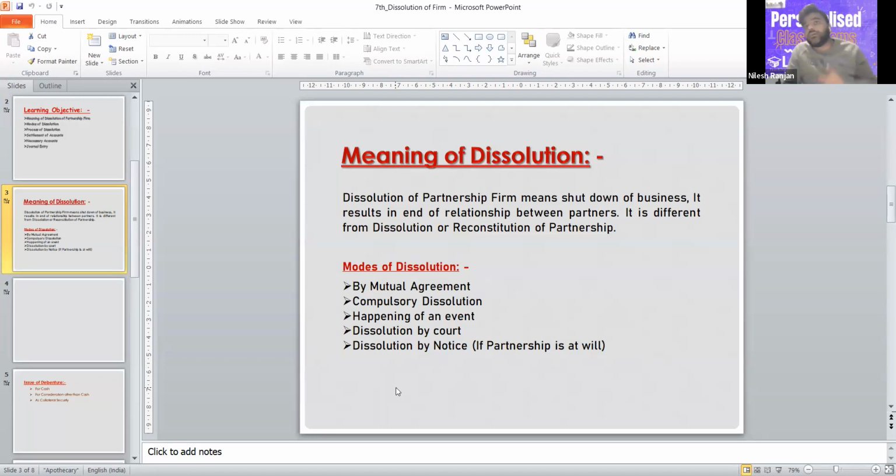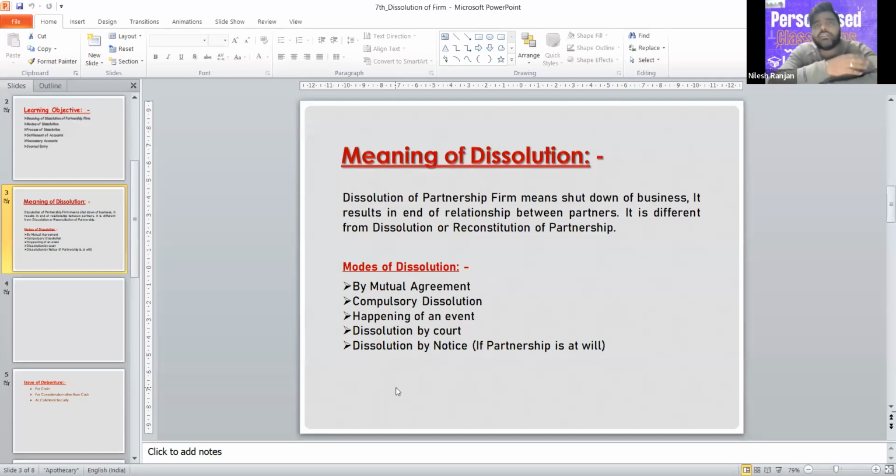If the court interferes with any business of any country, it means the matter is very serious. Either it is not in public interest or not in the interest of the country. That's why the court interferes, or if it will damage something of importance. In that case, the business can be dissolved by the court.